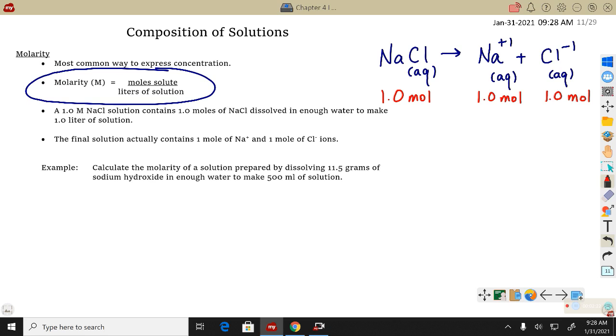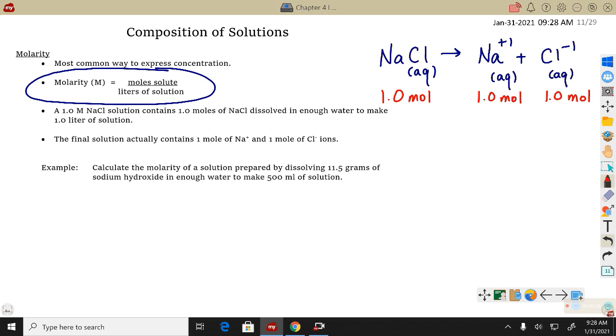All right, let's do some calculations. Let's bring on the math. So if we want to calculate the molarity of a solution prepared by dissolving 11.5 grams of sodium hydroxide in enough water to make 500 milliliters of solution, we're going to use this little equation, molarity equals moles per liter. And these are really, really common calculations in that often we're using solutions in the lab, and we either need to make the solutions ahead of time, or maybe we need to know how much solution to use. And this is our guy.